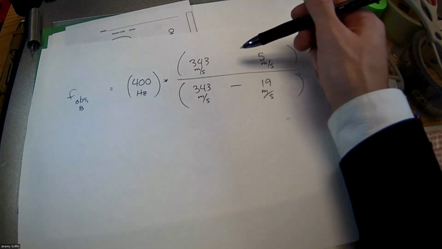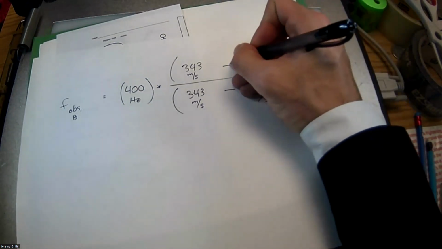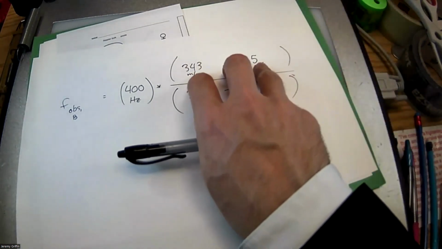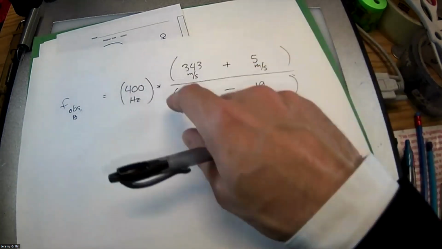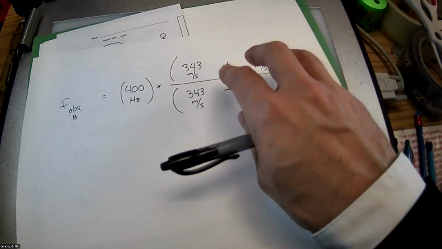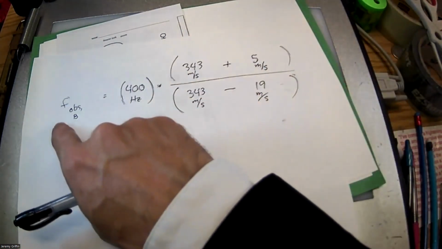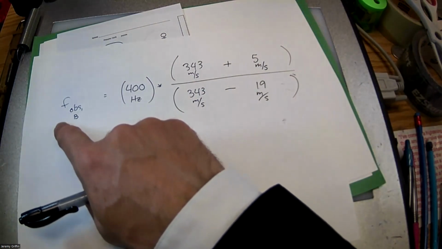Show of hands. How many of you say it's plus on top? Plus on top. Yeah, plus on top, right? Because if you add on top, isn't that going to blow up the numerator larger, which makes the overall fraction bigger, which is exactly what we're looking for? Because the fact of running towards the car would also cause the pitch to go up, right?